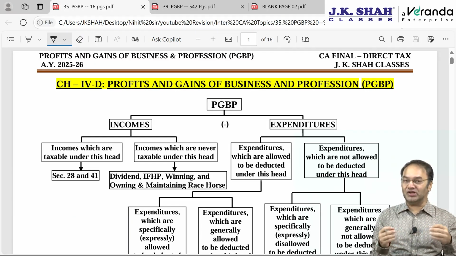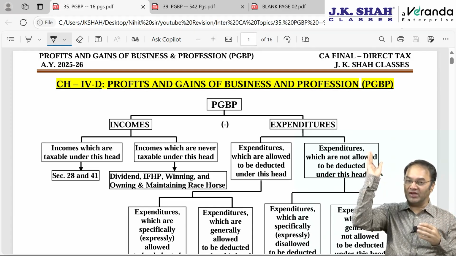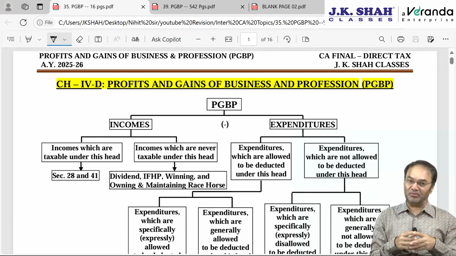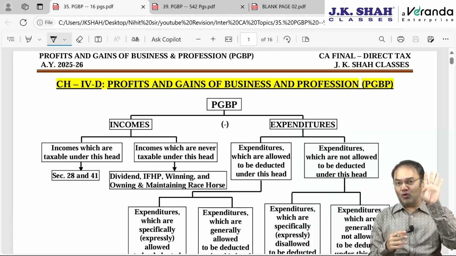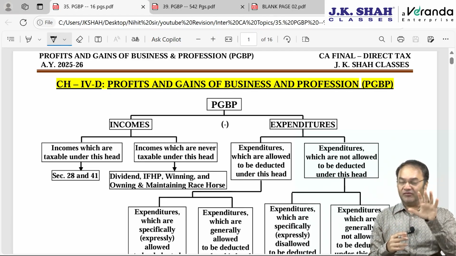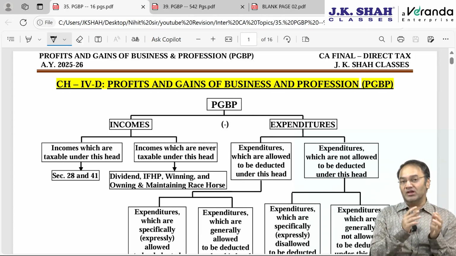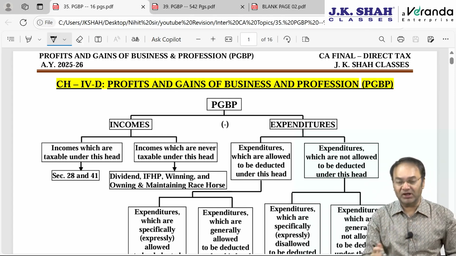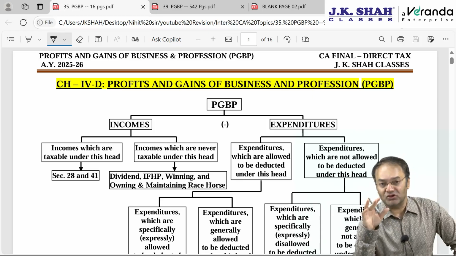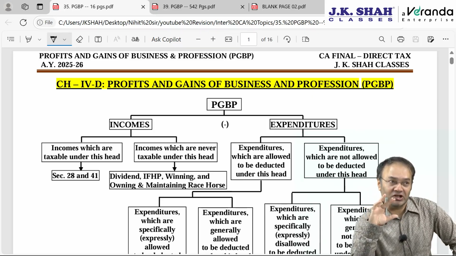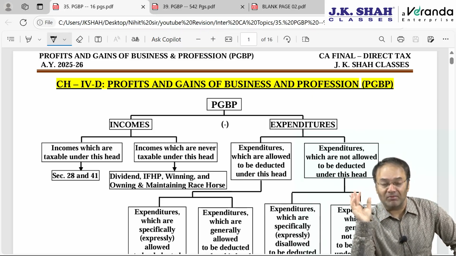Today we will be revising this chapter appearing in front of your eyes, PGBP, Profits and Gains of Business and Profession, chapter 4D. We have chapter 4A, B, C, D, E, F, 5 heads of income. Chapter 4D is PGBP, a very important chapter from exam perspective. However, the marks weightage of this chapter is technically not more than 10 marks.